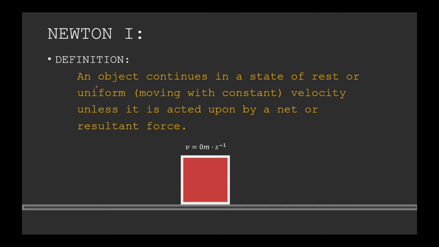An object continues in a state of rest or a uniform velocity unless acted upon by a net or resultant force. So what do I mean by this? Basically, if an object's standing still or moving, it's going to continue standing still or moving unless we do something to it. So let's look at these examples.